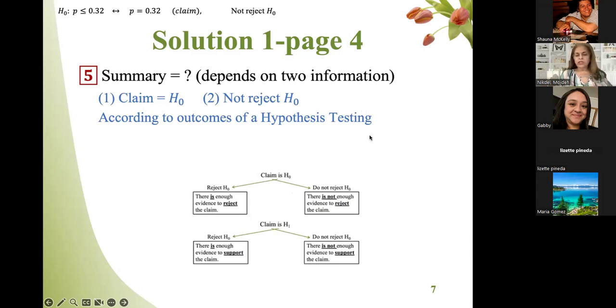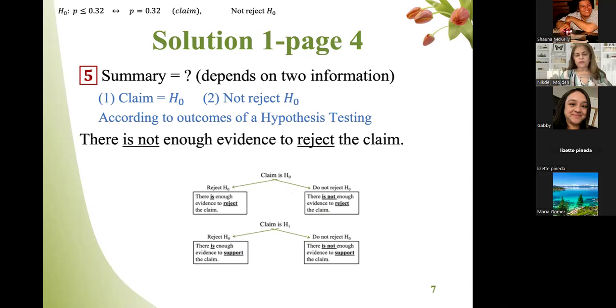So there is not enough evidence to reject the claim. You have to always underline is not, reject, or support, or is. Okay, you have to underline these, because by underlining, I can see the information better, figure out what you have written, and then I can return your quiz or exam as quickly as possible. Any question?